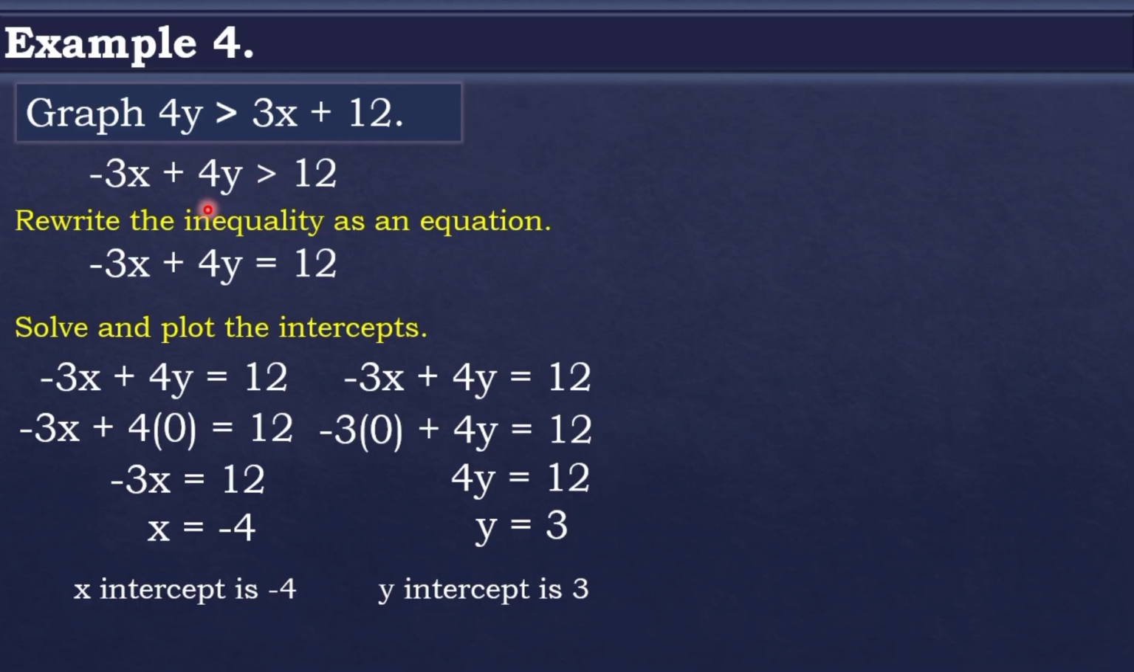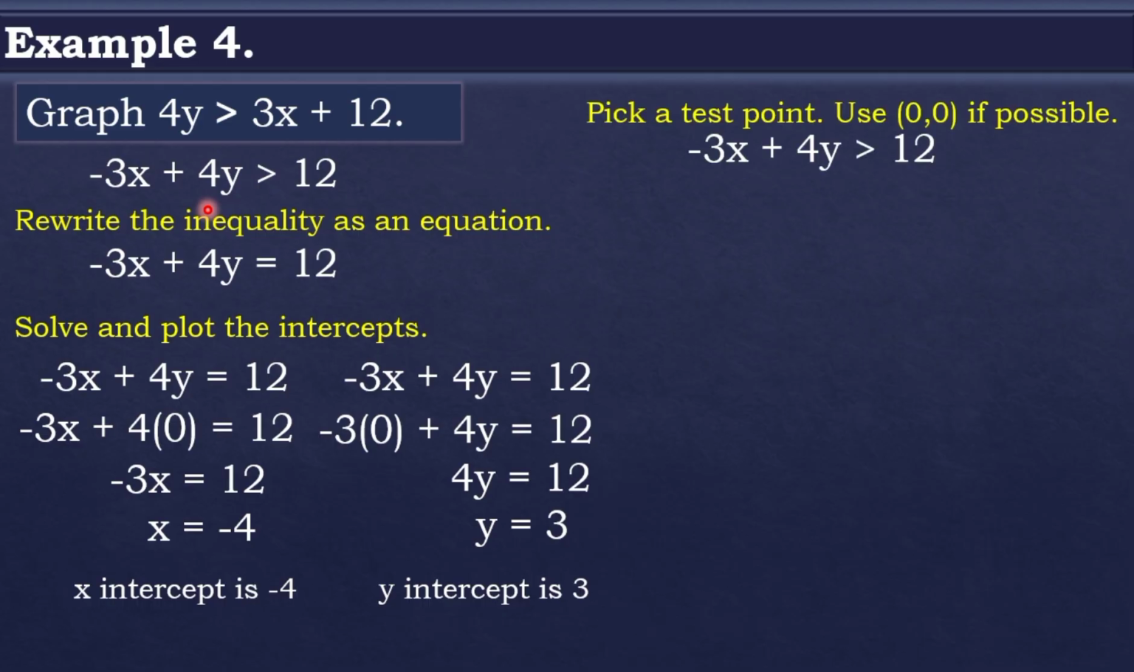Okay. Now, kuha tayo ng test point. So, ang gagamitin ko ay (0, 0). Ilalagay ko sa x at y. So, this will become 0. Kaya, mas madali kapag ang test point mo ay (0, 0). Okay? Hindi ka na magmumultiply. Lagi yan 0. So, ang 0 ba is greater than 12? No. So, this is a false statement.